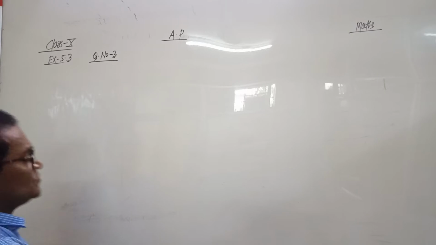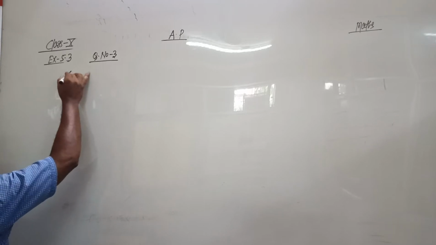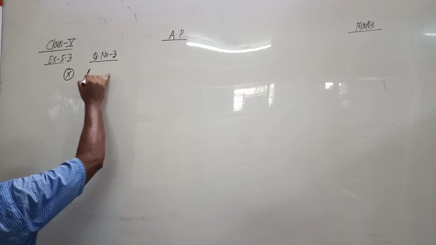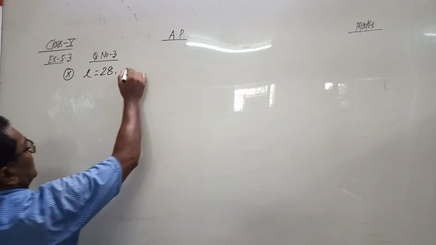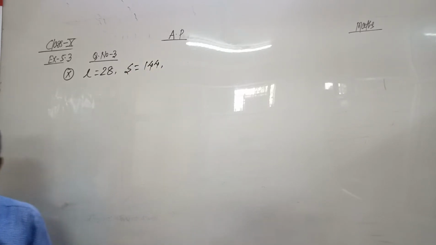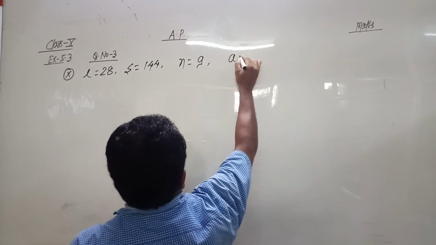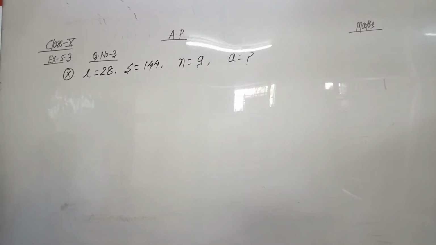We proceed to exercise 5.3, question number 3, part 10. We are given L equals 28. L means the last term is given. S is 144, the sum of terms is given. And there are 9 terms in total, n equals 9. We have to find the first term, A.